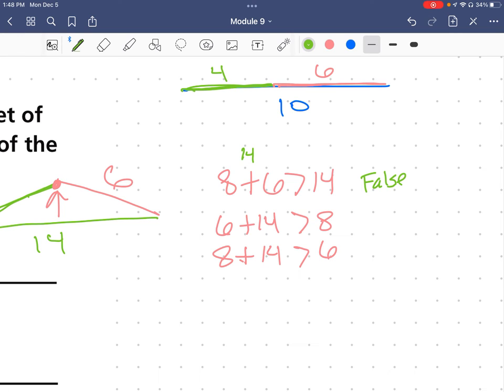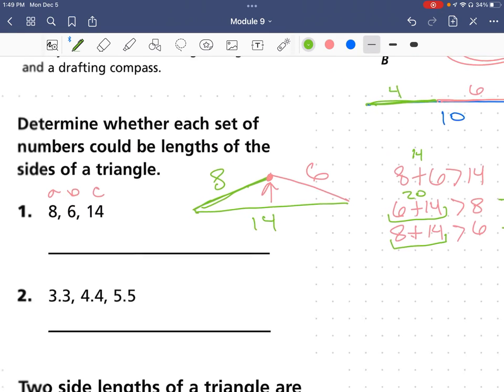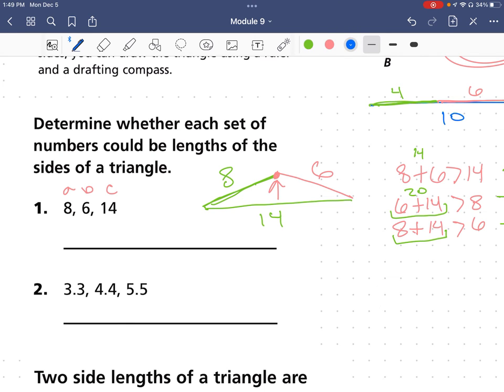The other two are true, though. This will give me 20. This would get me definitely greater than 6. True, true. But what this would end up looking like is one line on top of another. They would high five, they would touch, but there would be no space. So this one is a no. They would not be a triangle.